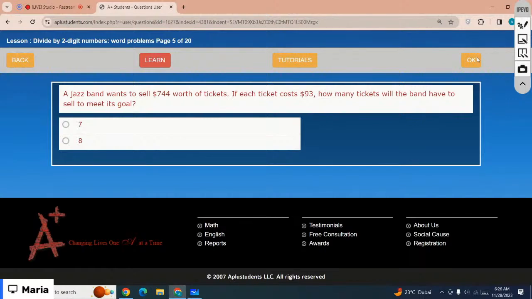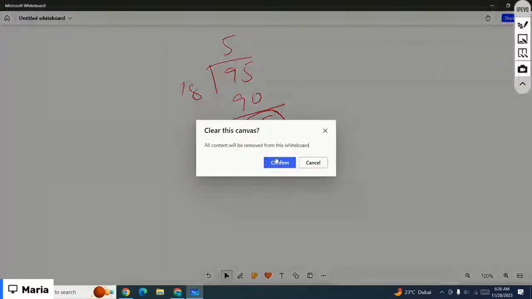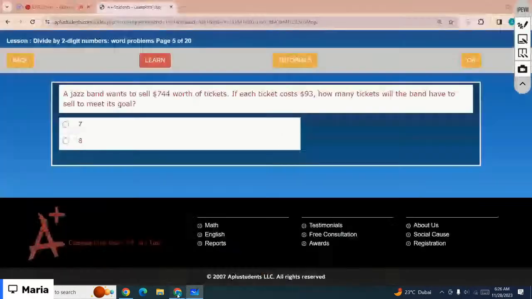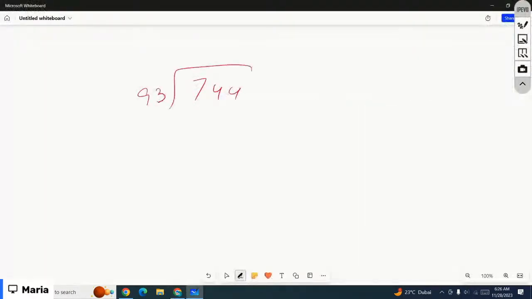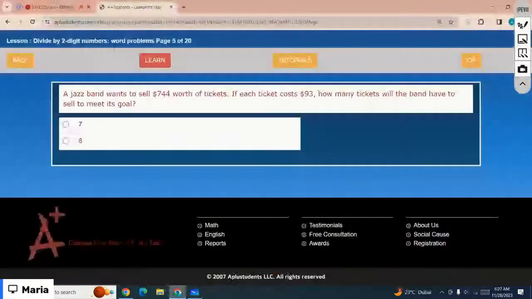7. Let me just divide. Yes, that is 8. The correct option is 8 because 93 times 8 is 744. So the correct option is 8.